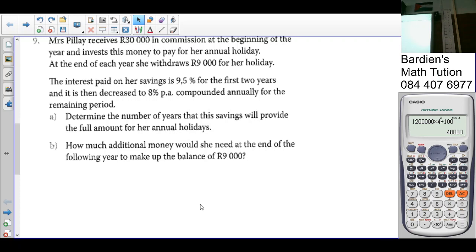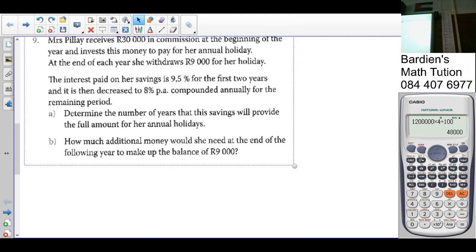The question says, determine the number of years that this savings will provide the full amount for an annual holiday. So in other words, we must calculate how many years she can pull 9,000 rand from this account. Not so, how many years successively, one year after the other, can she withdraw 9,000 rand. So if we set up the timeline here, let's make this a bit smaller.